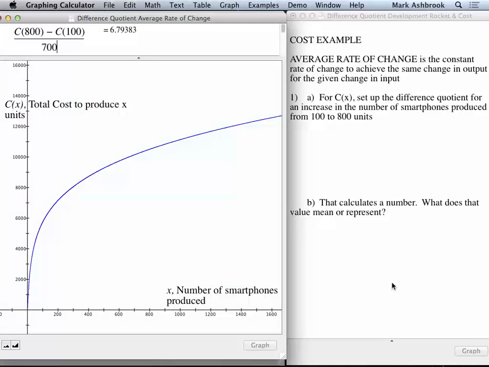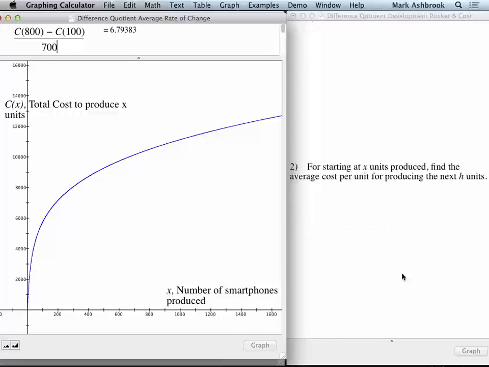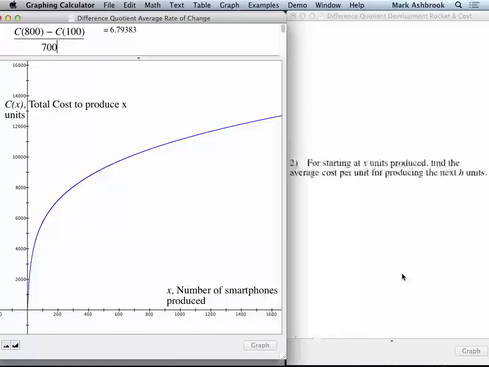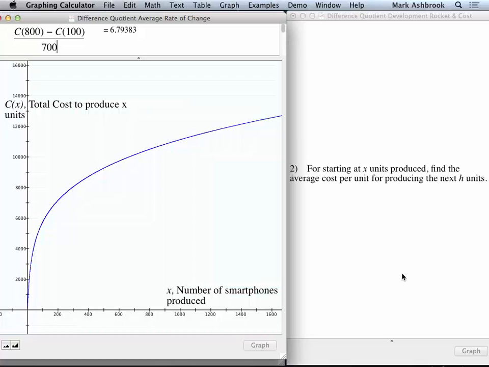Okay, moving on. So for X units produced, find the average cost per unit for producing the next H units. So I want you to write an expression starting at X units produced that finds the average cost per unit for producing the next H units. Go.